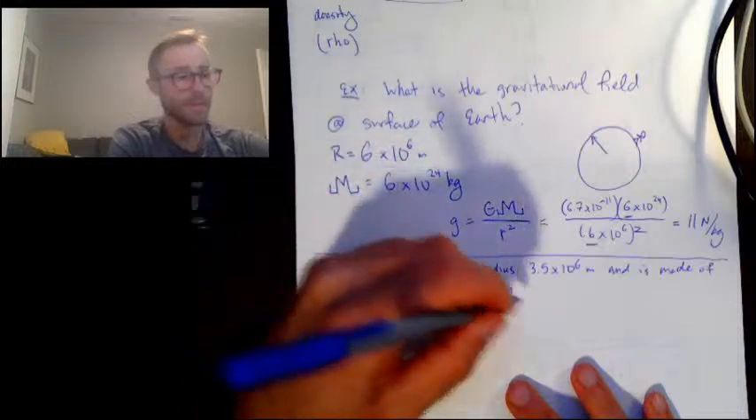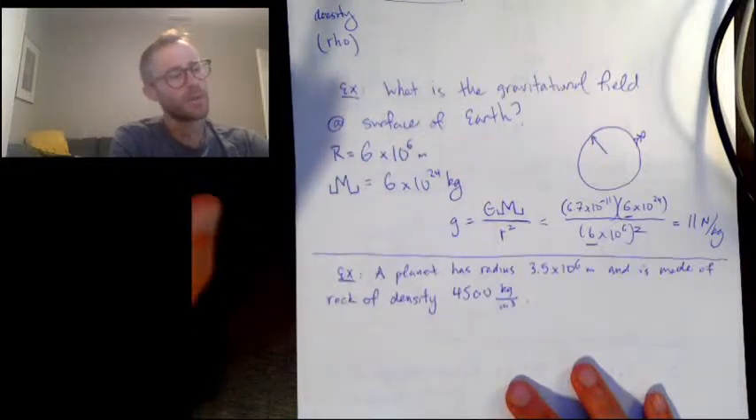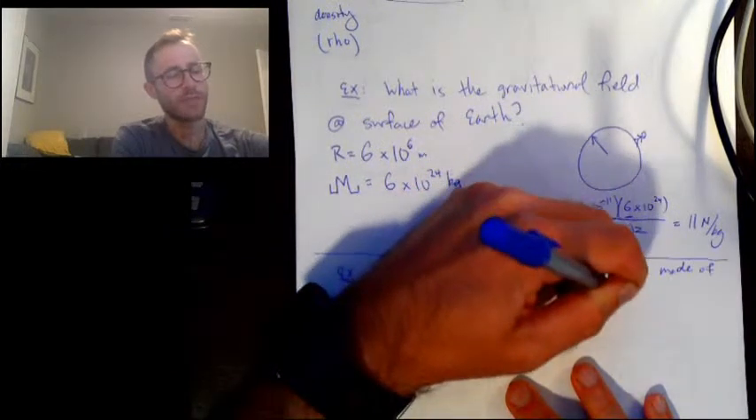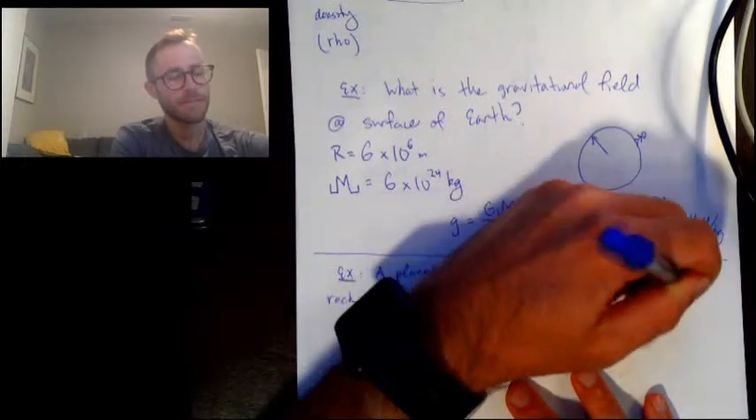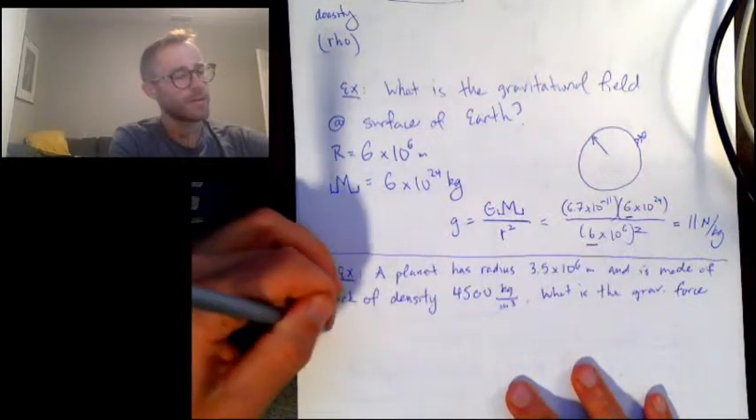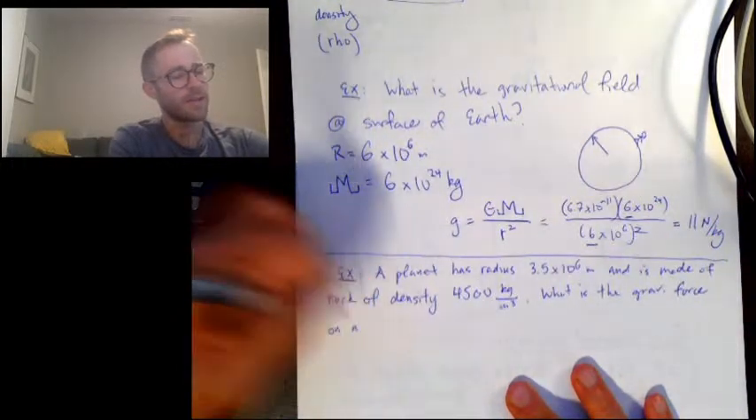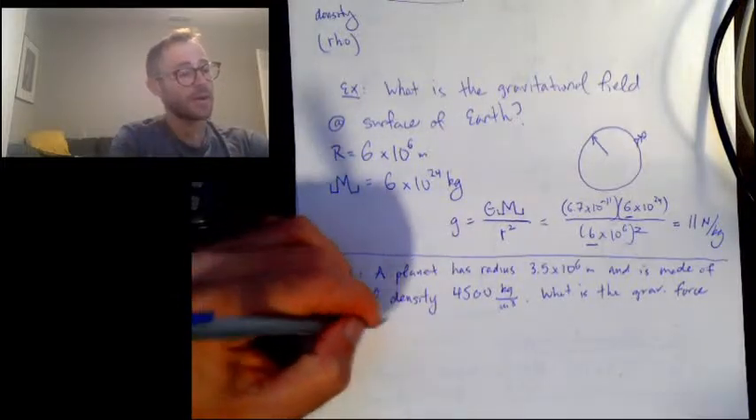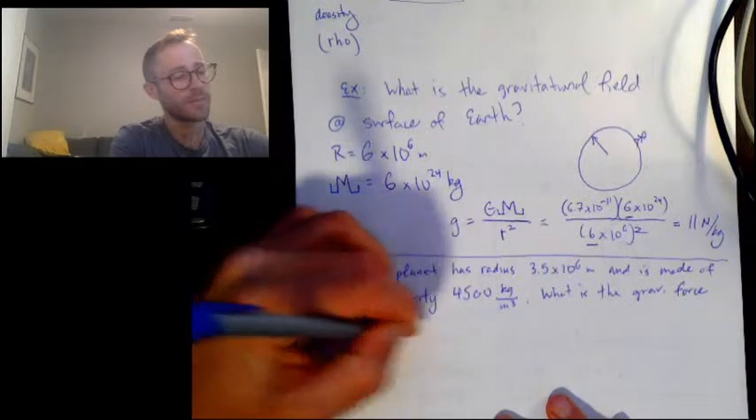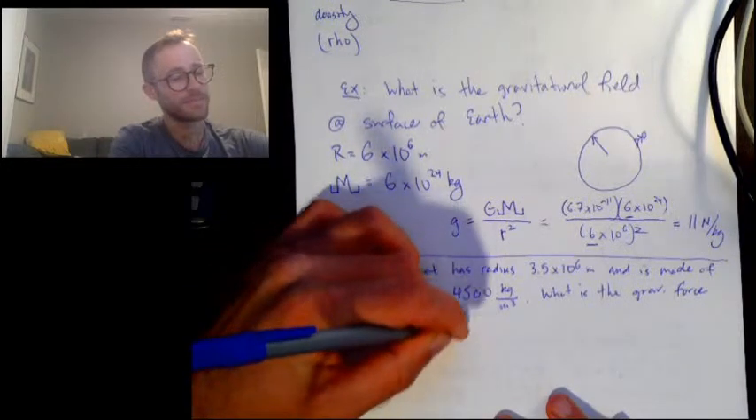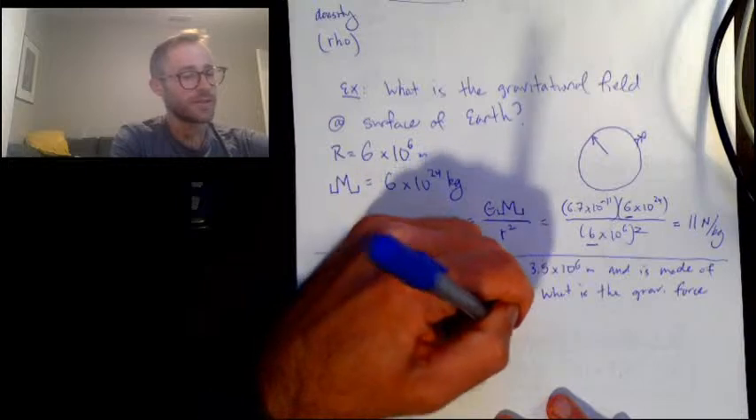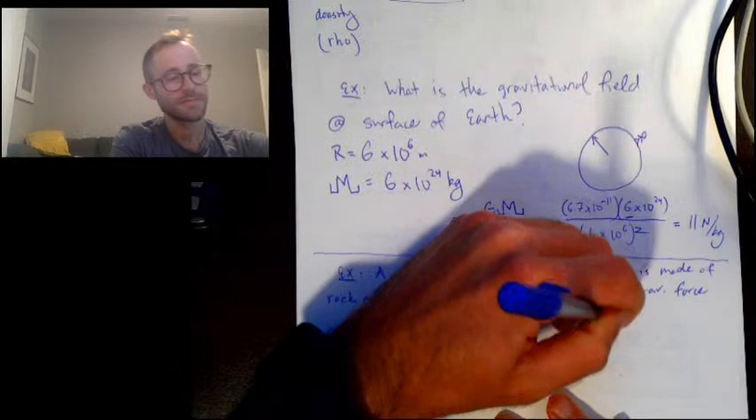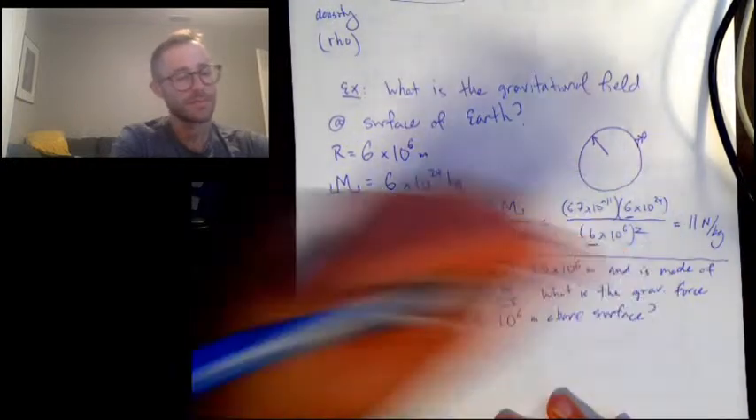Okay. What is the gravitational force on a, we'll say, on a 70 kilogram satellite 10 to the 6th meters above the surface? Okay.